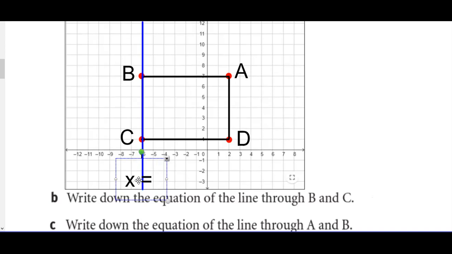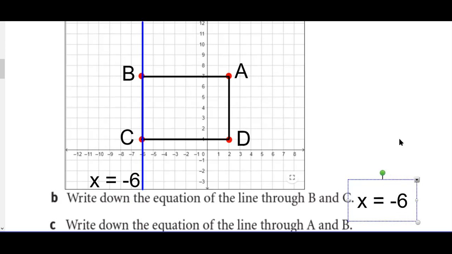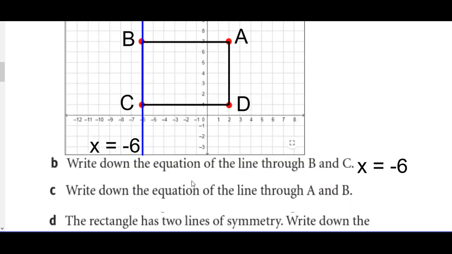You can label it here that the line has the equation x equals -6. So you do it like that. That is the equation: x equals -6. And then go ahead and put it over here, that the equation is x equals -6. Okay, so that's the equation of the line that goes through points B and C, and hence done.